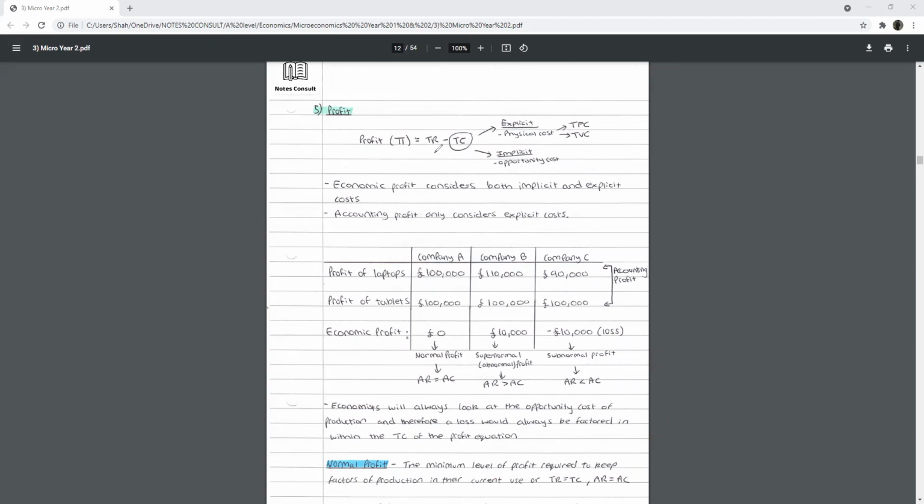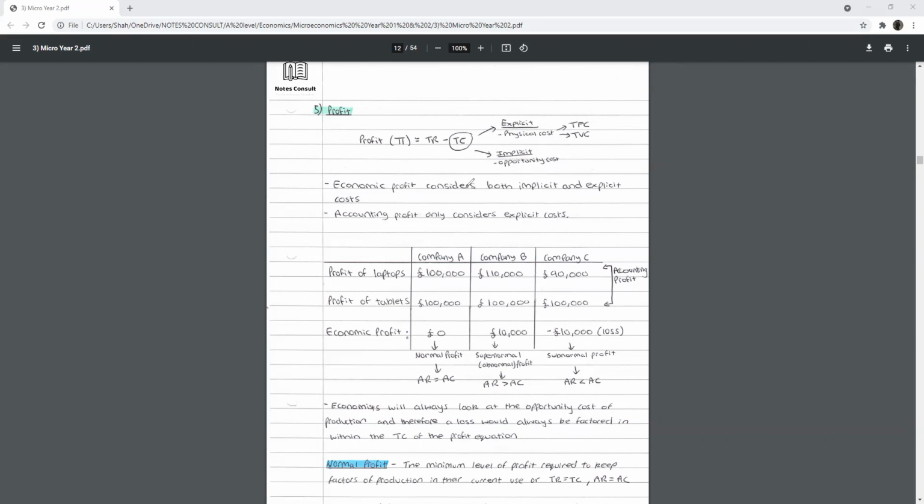So profit is equal to total revenue minus total cost, which is the amount of money you get from selling your goods and services minus your total cost. Now, in accounting, the only total cost that we consider are actual physical costs, known as explicit costs. These are just your total fixed cost and your total variable cost. But in economics, remember that we also have to consider the implicit costs, which are the opportunity cost of things.